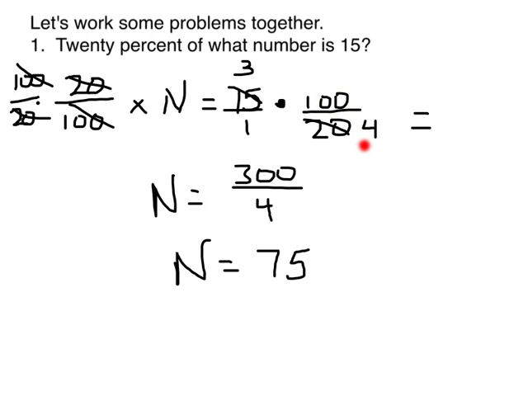I could also further reduce this. We could reduce by dividing by 2, and we could reduce that further to 25 over 1. So either way, if we say 3 times 100 and multiply straight across, we're going to get 300 divided by 4, which is 75. If we reduce this to 25, 3 times 25 is again 75.